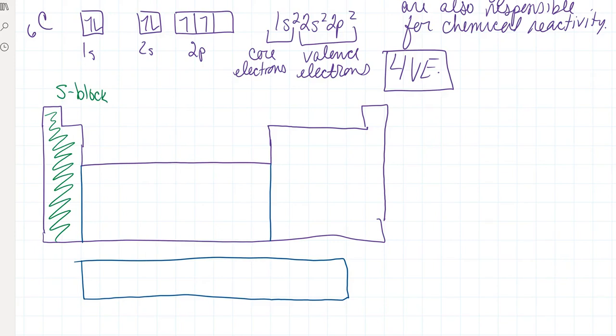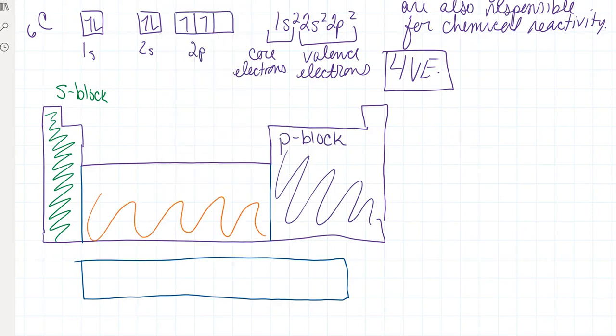Anything over on the right, this section over here, we call the p block, because we'll see their electron configurations end with p electrons. And we continue the same trend. Anything in this general region of the periodic table is called the d block, because the electron configuration ends in a d. And alas, anything at the bottom, this region down here, is called the f block.